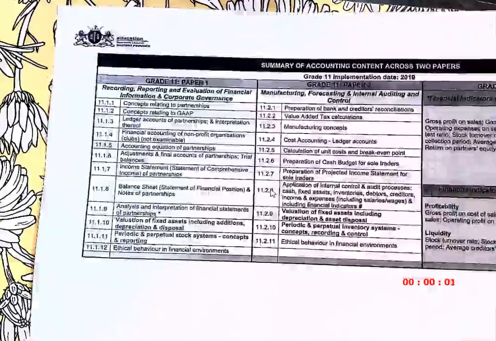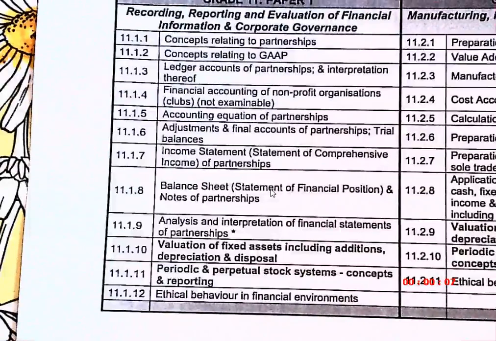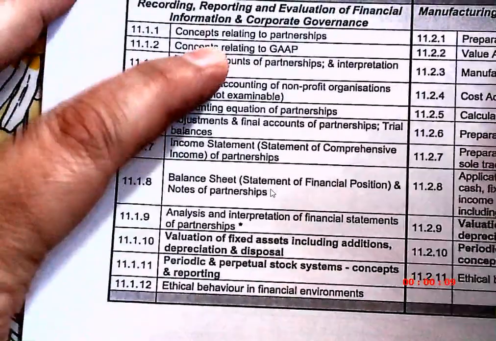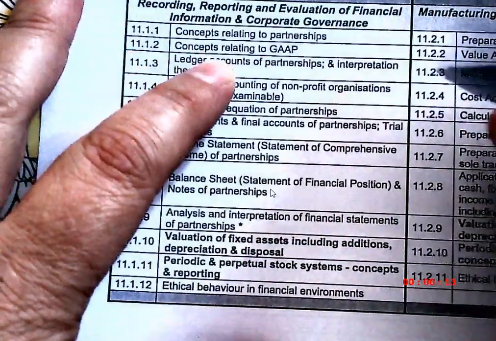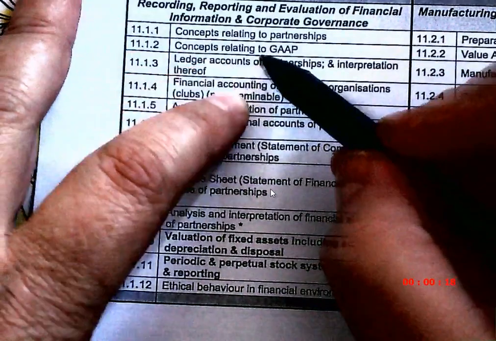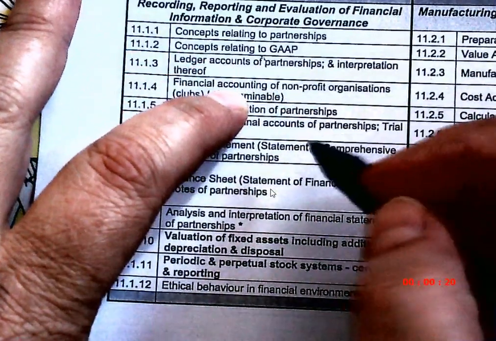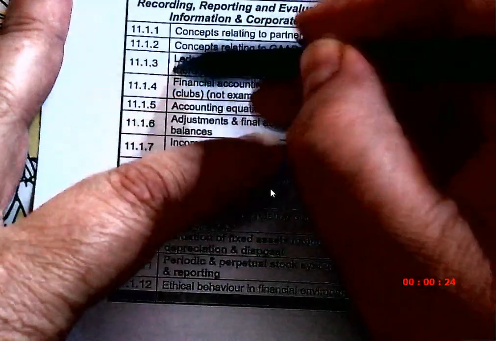You need to study. So let's look at paper 1. So paper 1, when they say concepts relating to partnerships, that means theory. Okay? Concepts relating to GAAP, ledger accounts, and interpretation. We didn't do that, so scrap that.